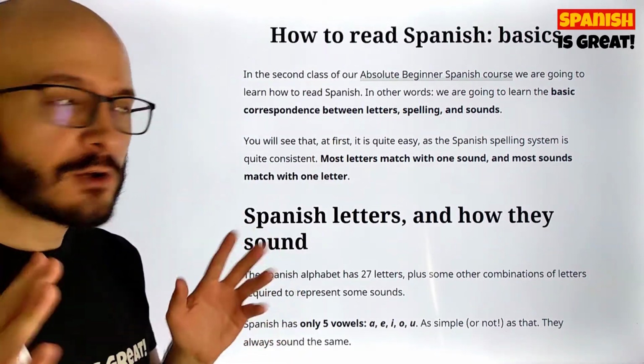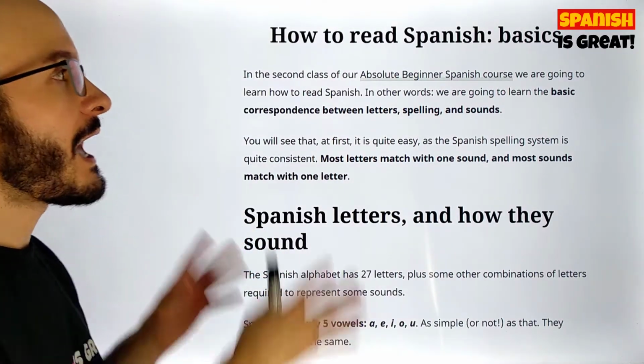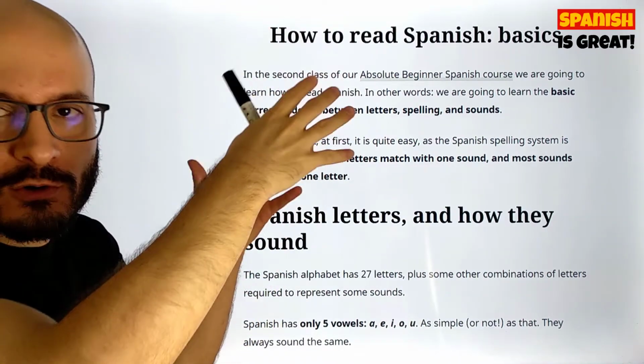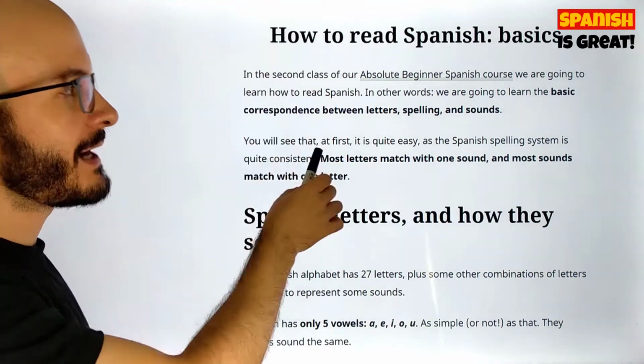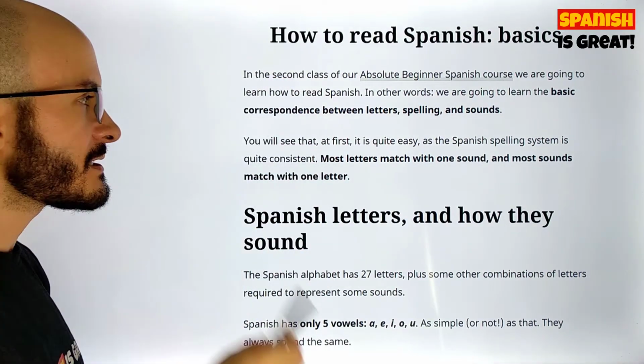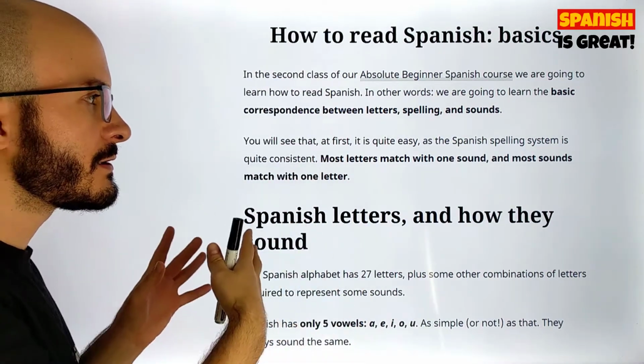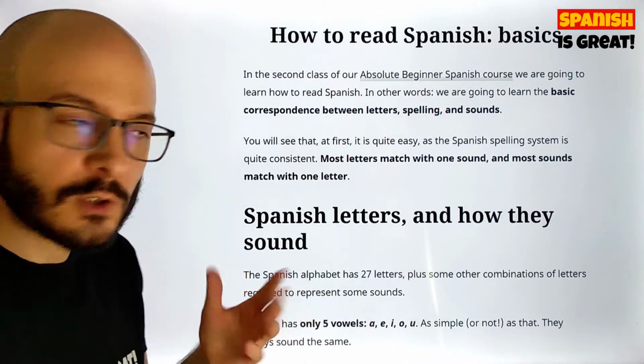In this second class we are going to learn how to read Spanish, of course the basics, no? We are going to learn how to read Spanish. In other words, we are going to learn the basic correspondence between letters, spelling and sounds, okay?